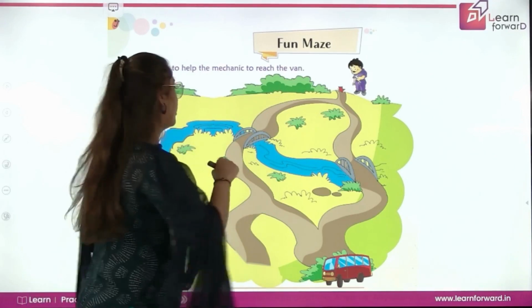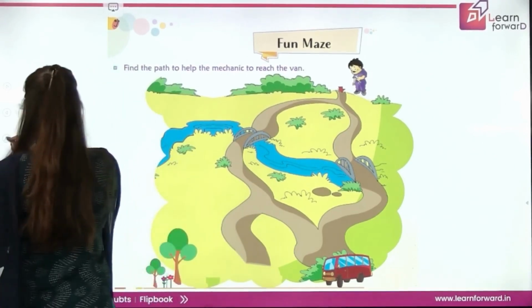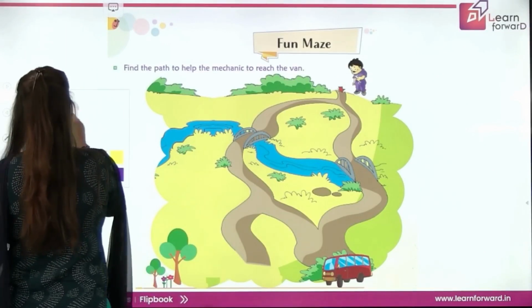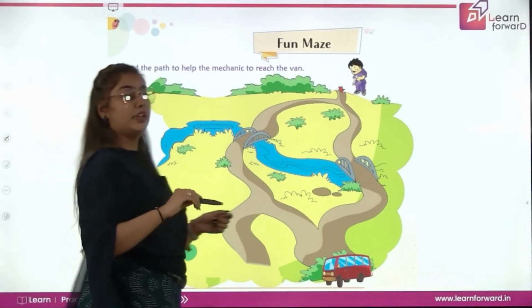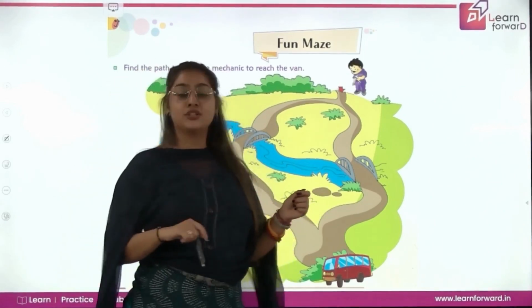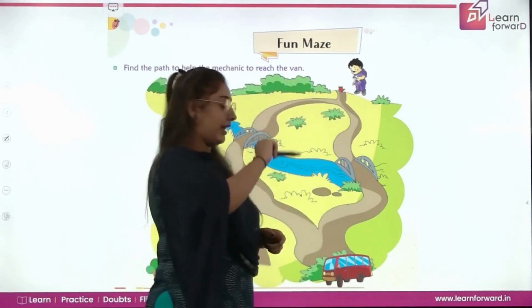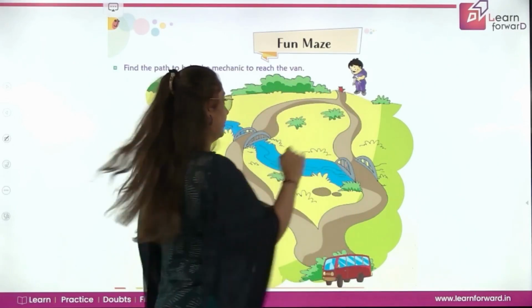Take out your favorite color. And then we have to find out the right path to go. This is mechanic and this is van.